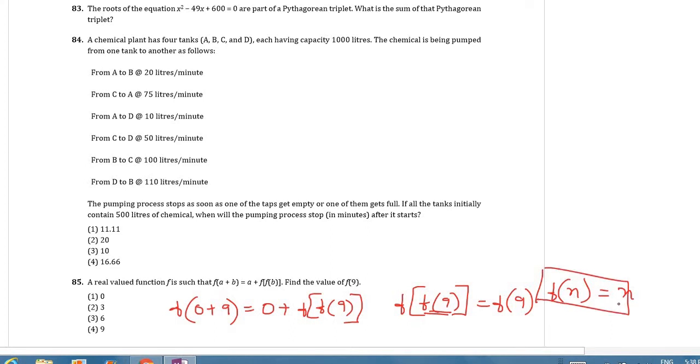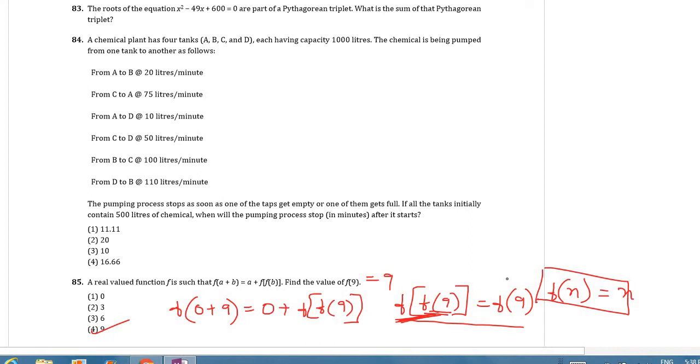Now my question is, f(n) equal to n, what is f(9)? Equal to 9. That's my answer. So here the key is realizing that when you write the equation this way, this is f(x) equal to x. But people get scared by looking at these two f's together. So that is based on a concept plus shortcut.